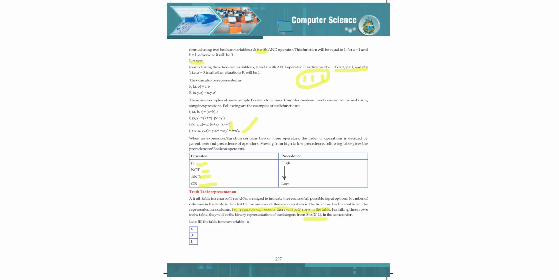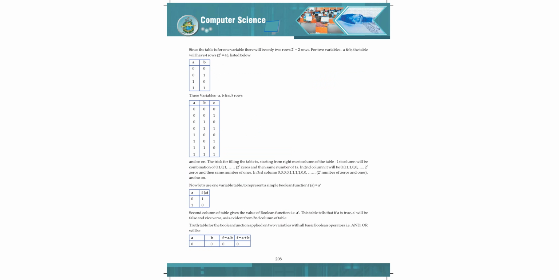That fills the table. Okay, this is your table: A, 0 and 1. One input you are using. Again, come to the next table. Here you will see two inputs, A and B. If you are using two inputs, what will be the value? 2 raised to the power 2, so the value will be 4. Twice: 0, 0, 1, 1, 0, 1, 0, 1.